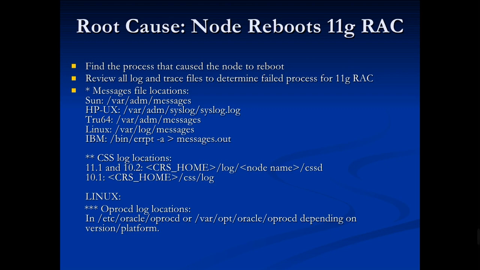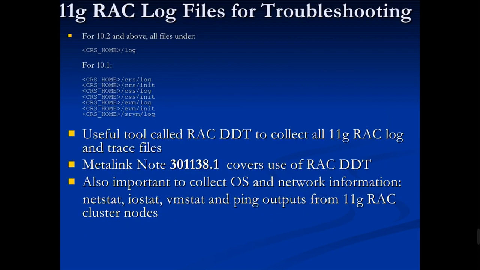So RAC node reboots in 11g RAC. Here it is, we can get it this way. We can identify what causes the node reboot at the OS level, provided we install OS Watcher. Otherwise we have to go with the system logs, OS logs. RAC log files for troubleshooting. Here are the troubleshooting logs, CRSD logs.